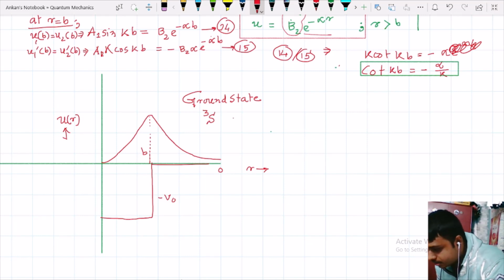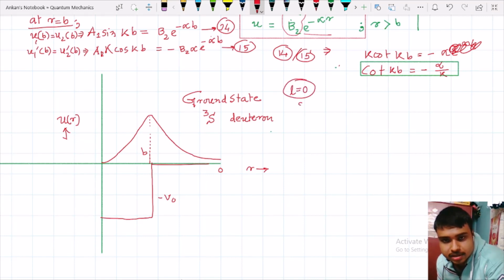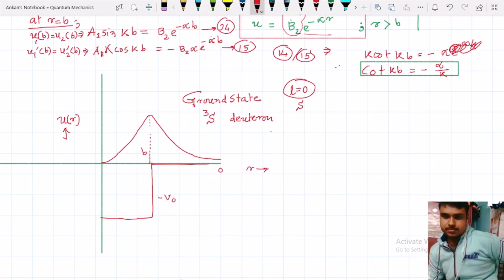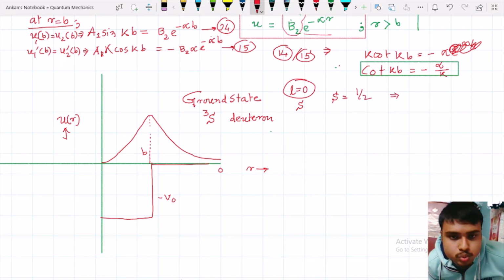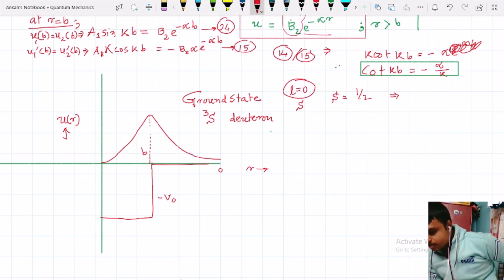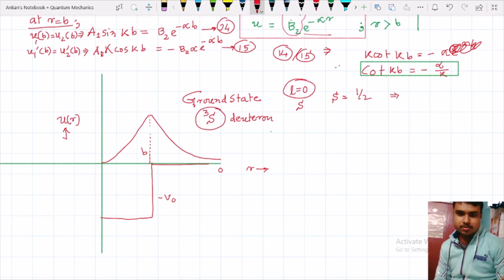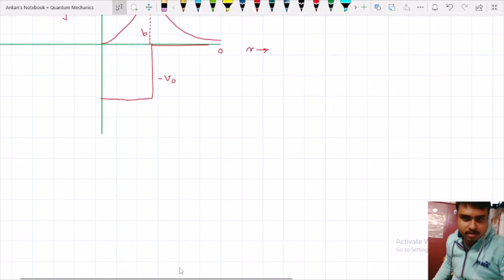Why have I written this 3S deuteron? L equal to 0 is considered for the ground state, so for L equal to 0 this becomes S, and the multiplicity, since its spin is half, becomes 2. Just a minute, there is a reason, but it cannot be understood here. I will discuss the reason for writing this later, so please have patience and see the next topic.